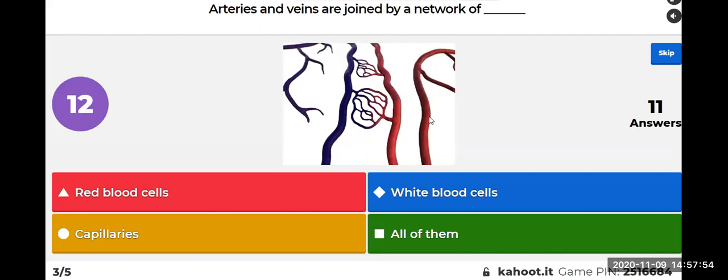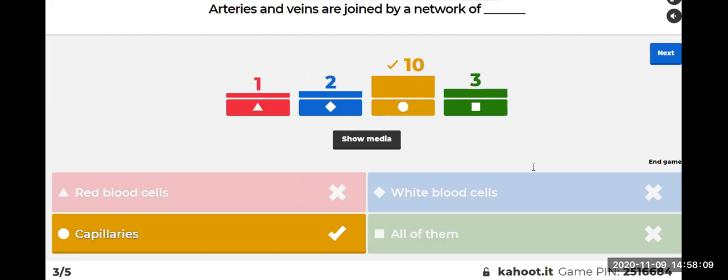Those who are having internet issues, please answer in the chat box. Very good, Akshit. Very good, Shravya. Yes, capillaries, right, everyone? They're capillaries.